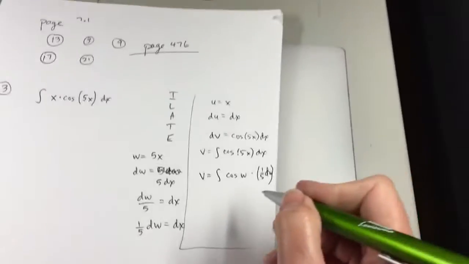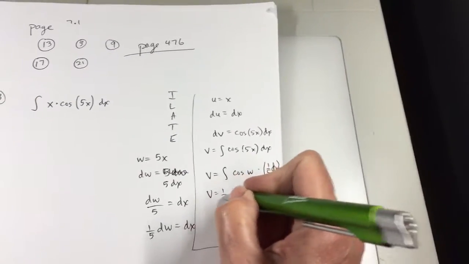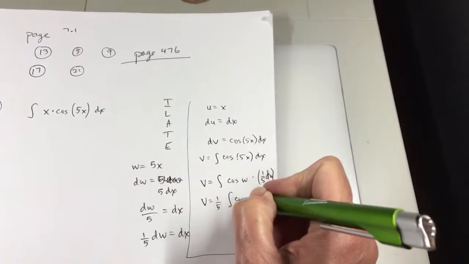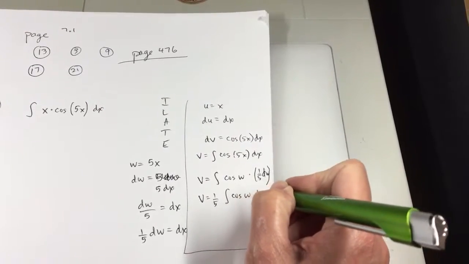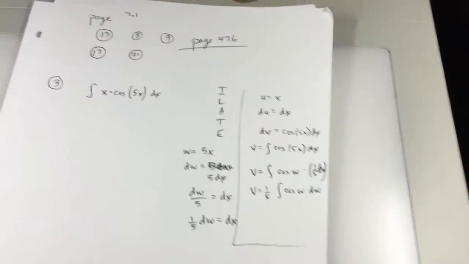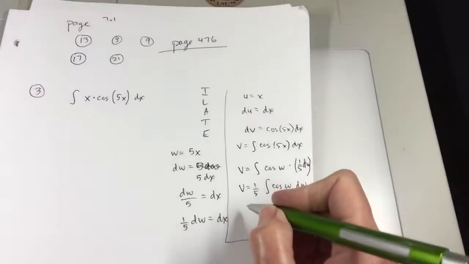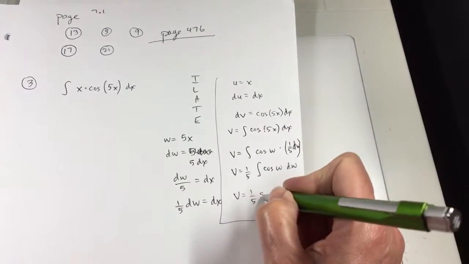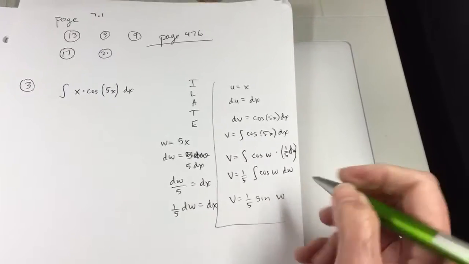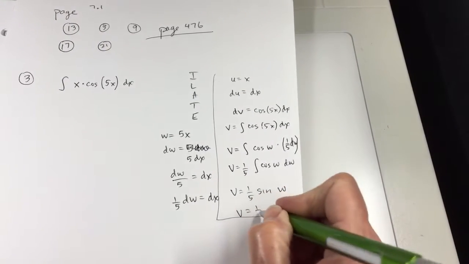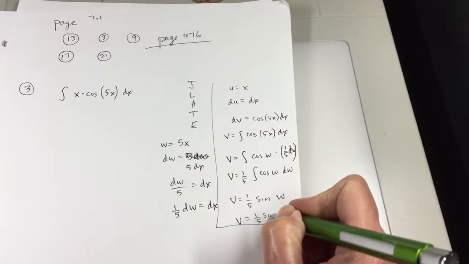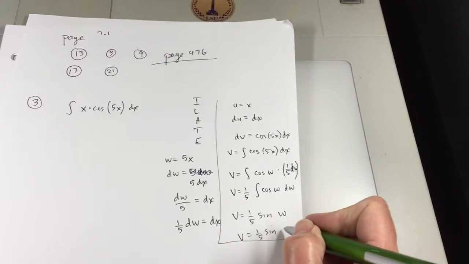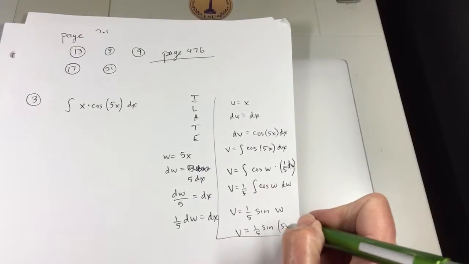I'm going to factor the 1/5 out. 1/5 times the integral of cosine W dW. What is the integral of cosine W? Sine W. V is 1/5 sine W. And then put what W equals back in. 1/5 sine 5x.